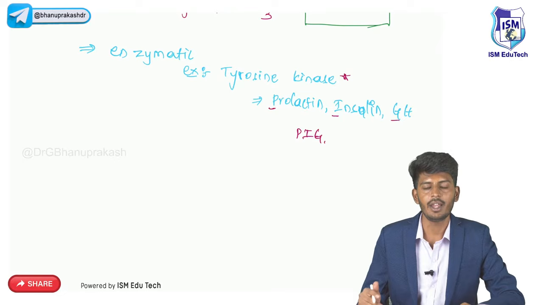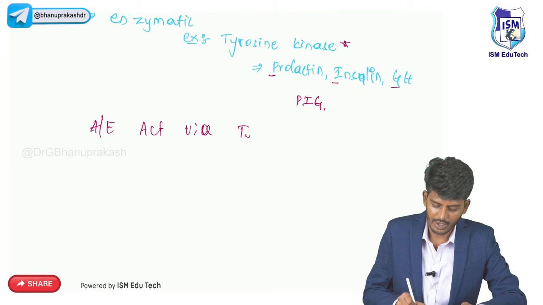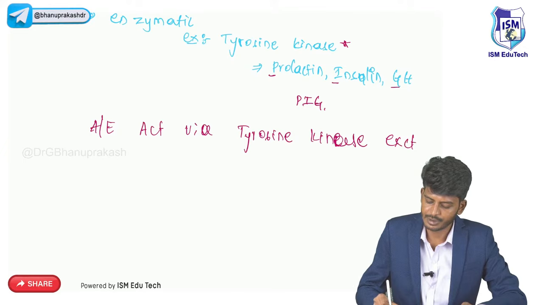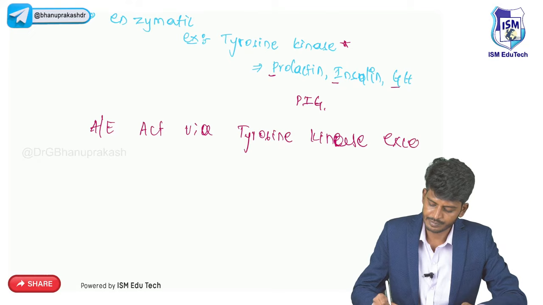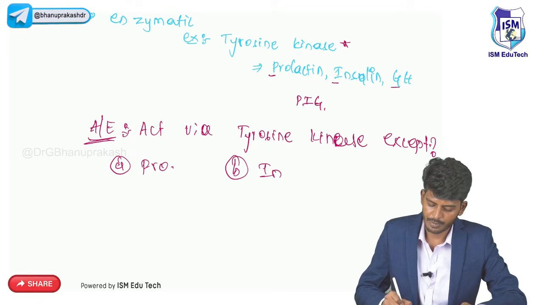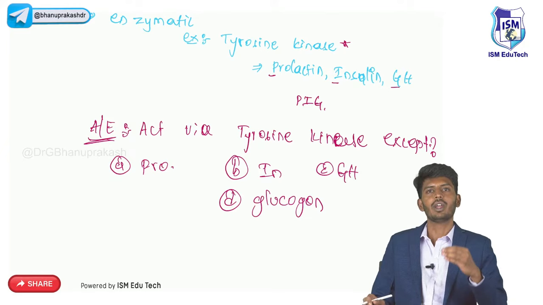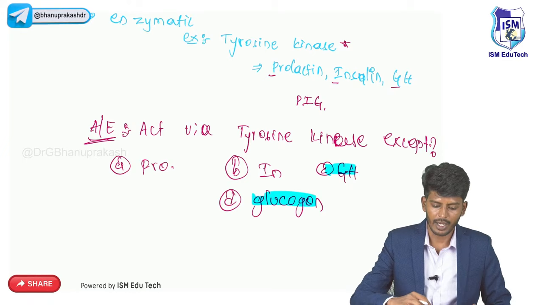But most importantly, the question will come to you like this: all of the following except, act via tyrosine kinase receptor? Option A, prolactin. Option B, insulin. Option C, growth hormone. And option D will be glucagon. Now you will remember the mnemonic PIG. But you may get confused, because whether it is growth hormone or glucagon, that will become a confusion. The correct answer is glucagon, because glucagon does not act via tyrosine kinase.